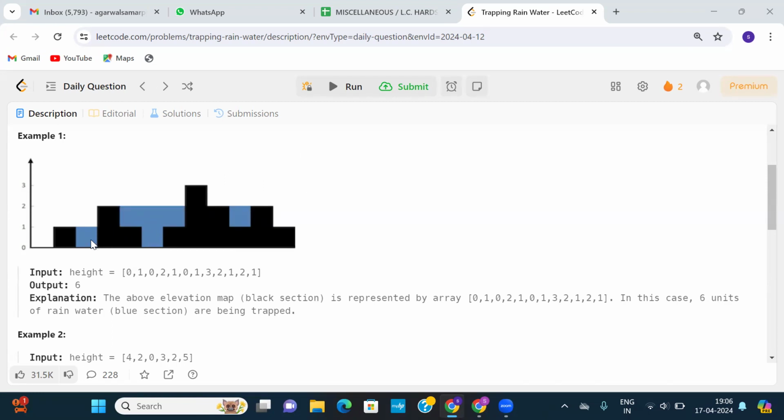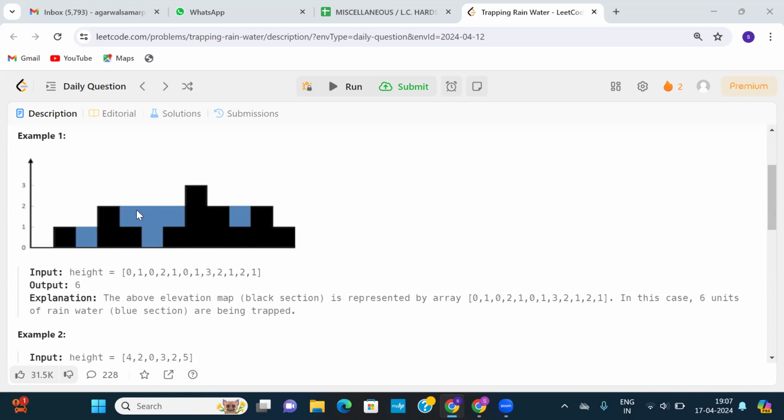Next, the leftmost side maximum is 2 again. The rightmost side maximum is 3. The minimum of 2 comma 3 is again 2. And the height of this particular bar is 0. So 2 minus 0 is... sorry, 2 minus 0 is 2. So it will store 2 amount of water.